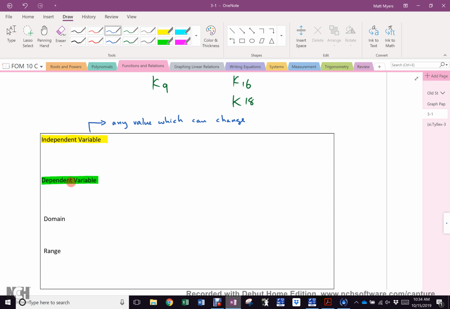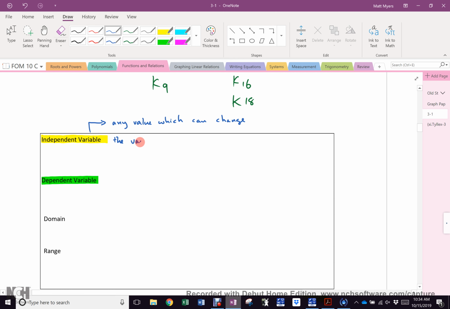No. So which of those, Kid 1 or the name, is independent? Which one doesn't change? Kid 1 doesn't change. Whoever is sitting in that desk has a name. The name of that kid depends on the kid sitting in the desk. Does everyone understand? Okay?